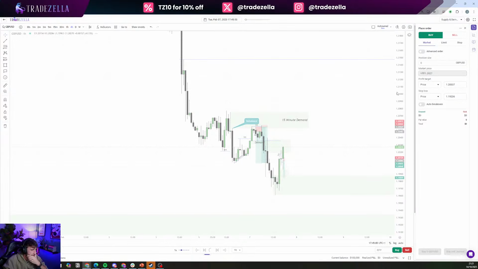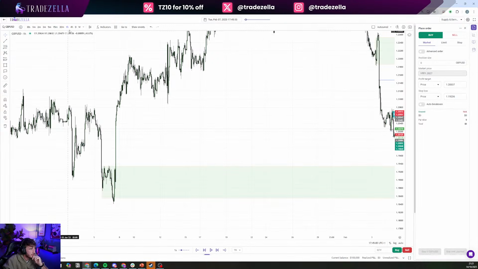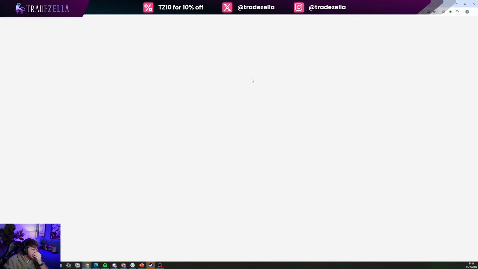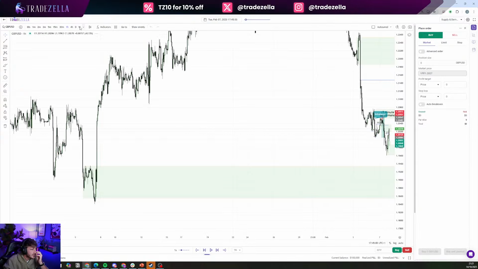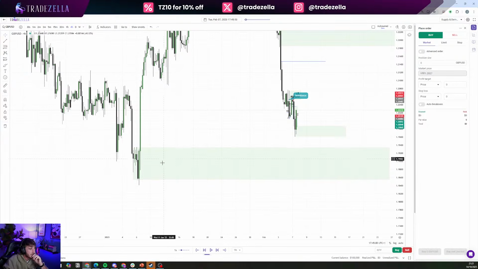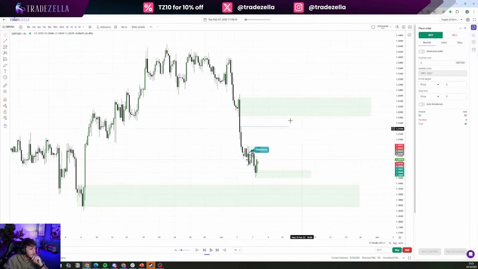Okay, so I jumped onto this chart about 20 minutes ago and I just set the session up. And I noticed on the higher time frame we had this 4-hour area of supply and demand. Let me just refresh the page here because I've had this open for a while. I saw this area of 4-hour demand down here, and I saw this 4-hour area of supply.